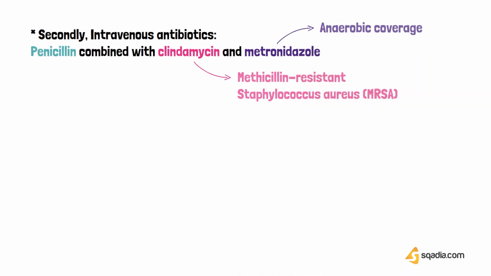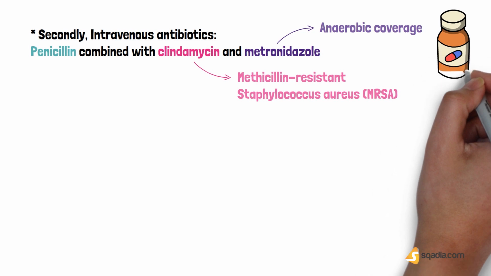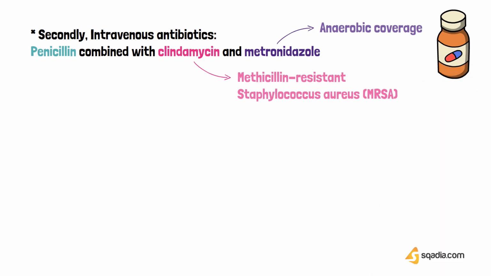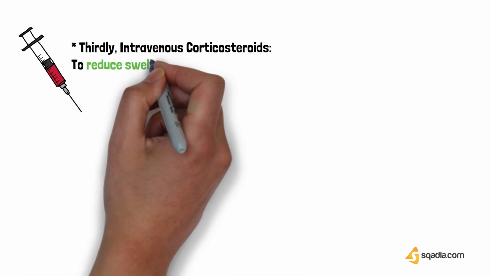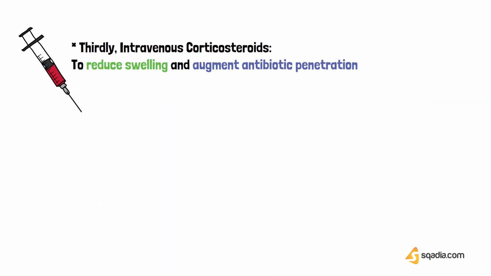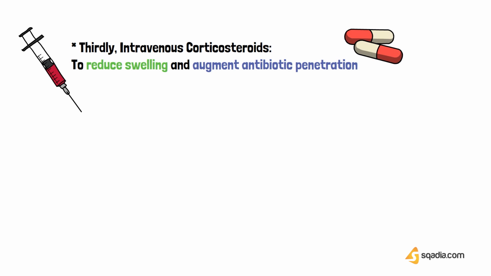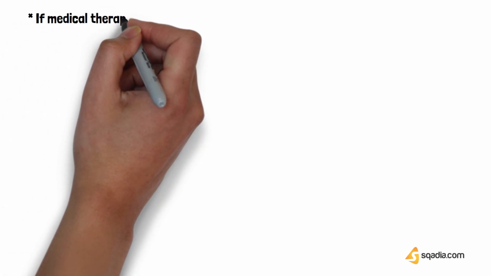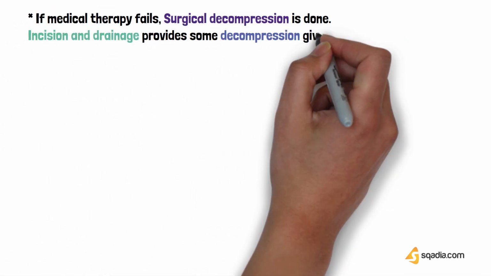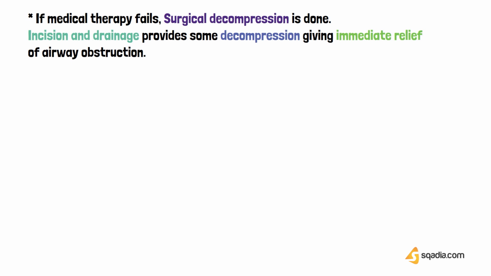Now, the patient is also prescribed intravenous corticosteroids. This helps in reducing the swelling and helps to augment the antibiotic penetration. But if all of this medical intervention fails, then surgical decompression is done. Incision and drainage is done, which provides the patient some relief of the airway obstruction.